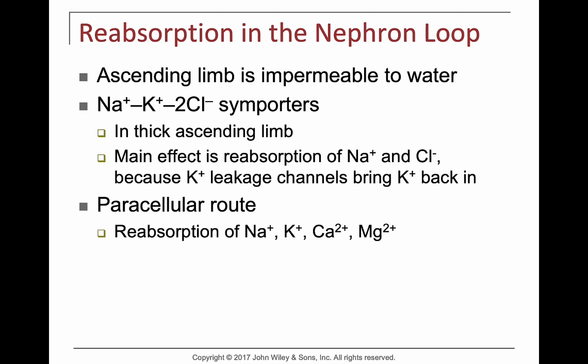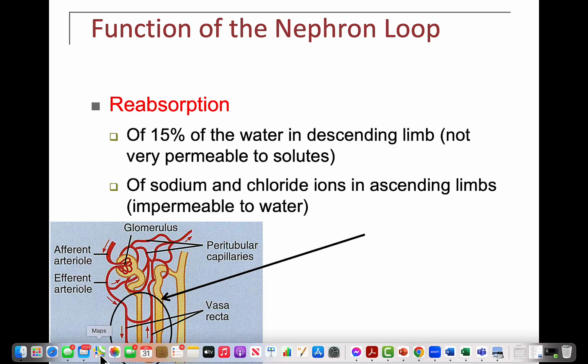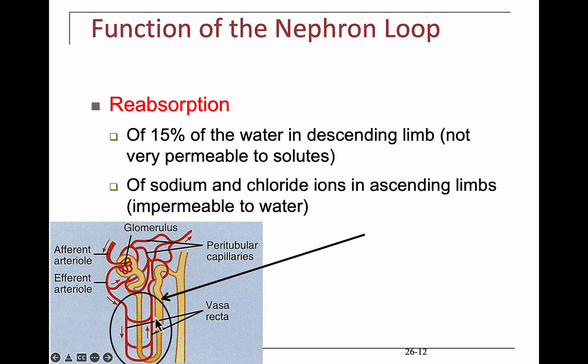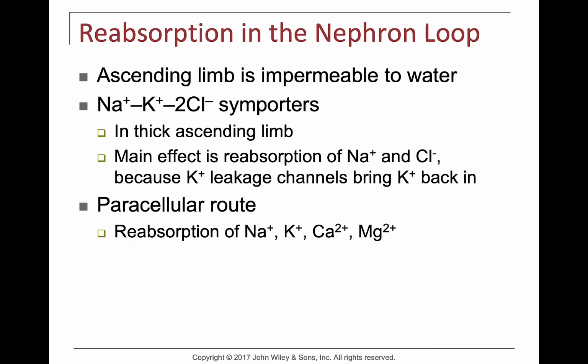The symporter that largely moves solutes out of the ascending limb is a sodium-potassium 2-chloride symporter. So it pulls 2 chloride ions and a sodium and a potassium out. And notice that they're different sizes. These are largely located in what we call the thick limb of the ascending. So the thicker one is where this is at.